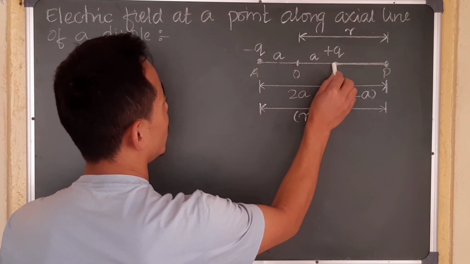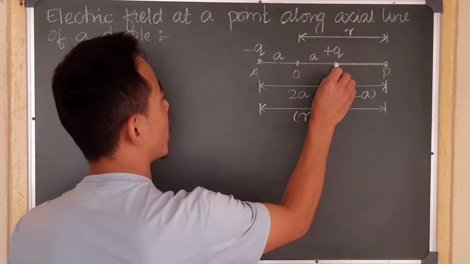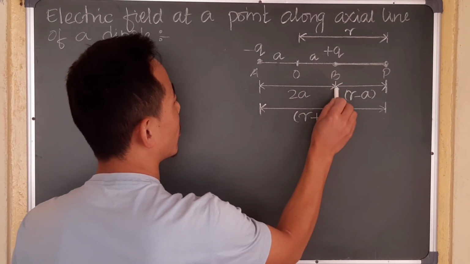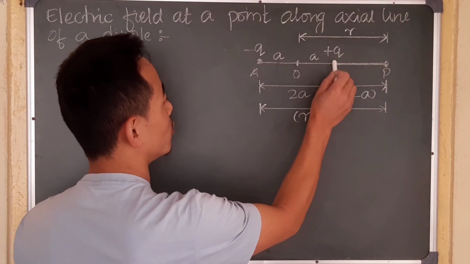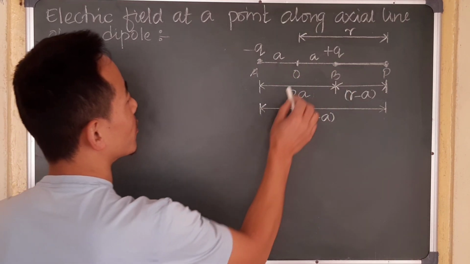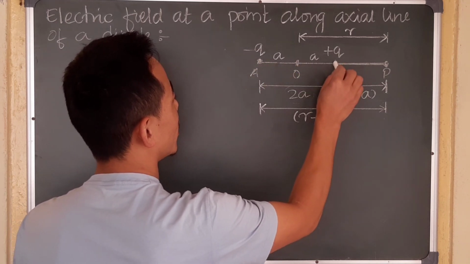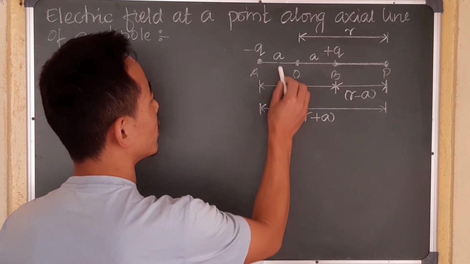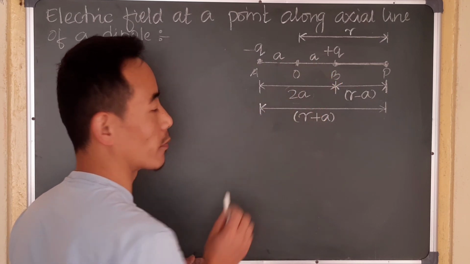This AB is an electric dipole which has charge minus q at A and plus q at B, and they are separated by a dipole length of 2a. Dipole length is the distance between the two charges, so 2a here is the dipole length. Now from the center O of the dipole, the distance up to point A and to point B will be the same, that is a and a. Adding these two, we get 2a.